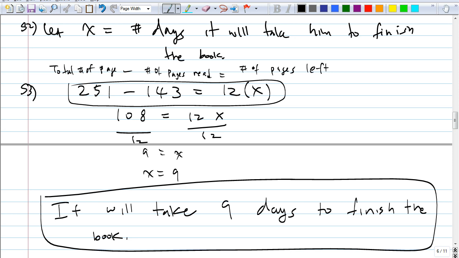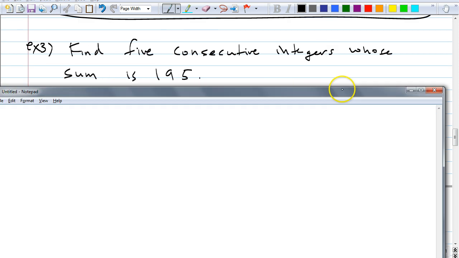May I go to the next problem then? Any question? Does this make sense? Yes. Okay, good. Let's go to the next problem. Here we go. This problem is really short. Find 5 consecutive integers whose sum is 195.